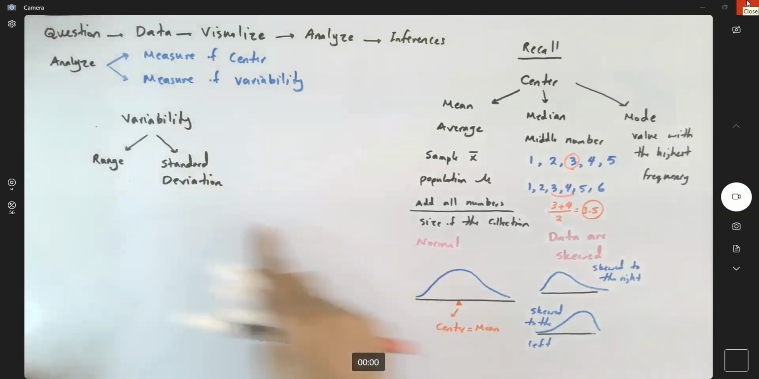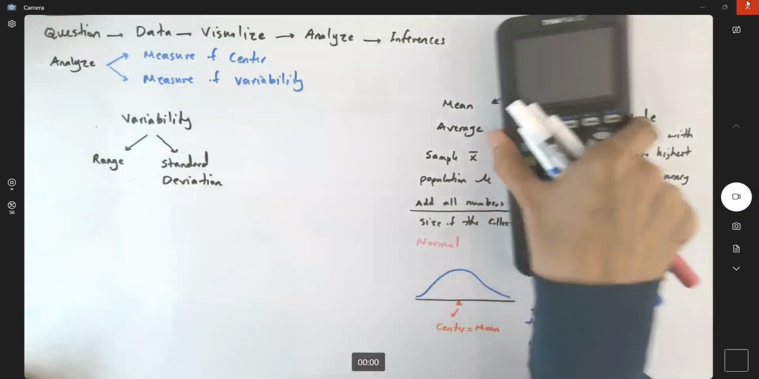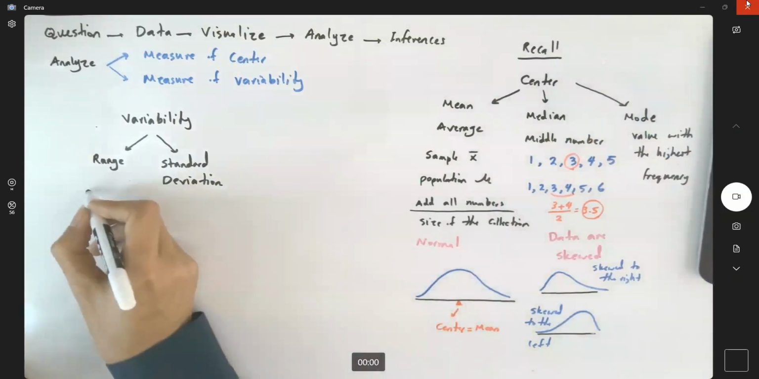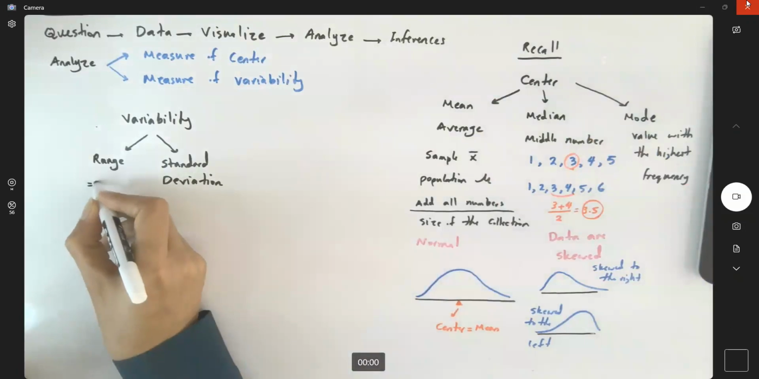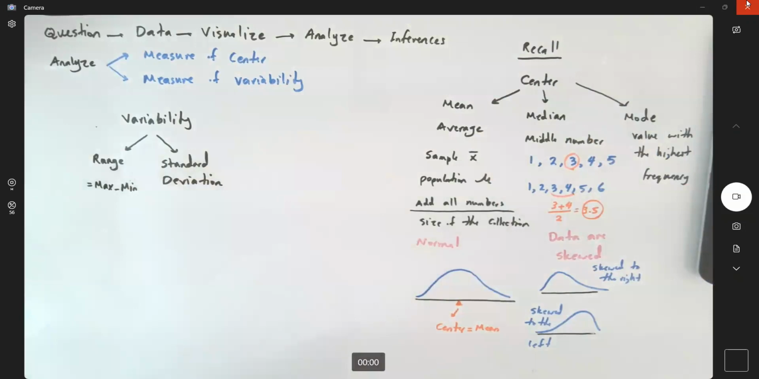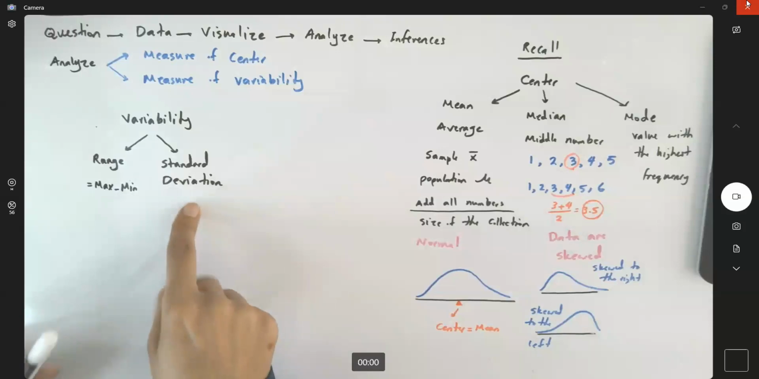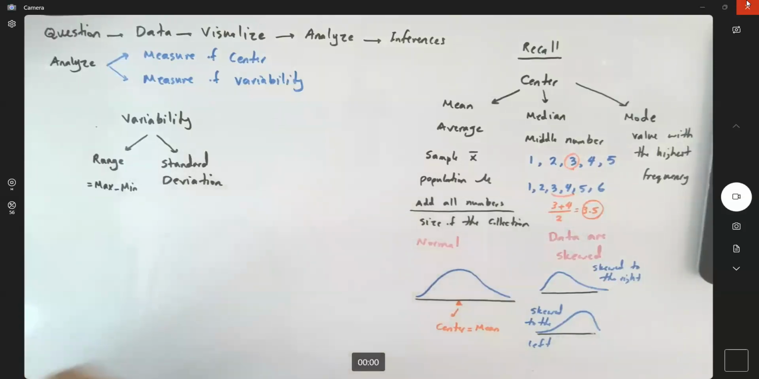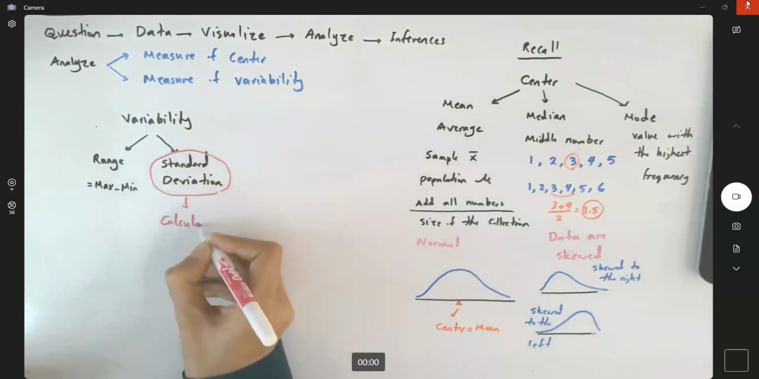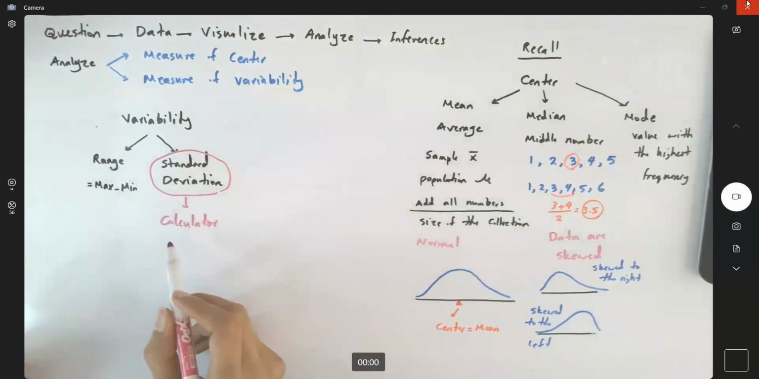But for the standard deviation, we need to use our calculator, definitely. So for the range, you just need to find the maximum, find the minimum, and do the subtraction. For the standard deviation, we need to use our calculator. Otherwise, it's going to be a very lengthy calculations.